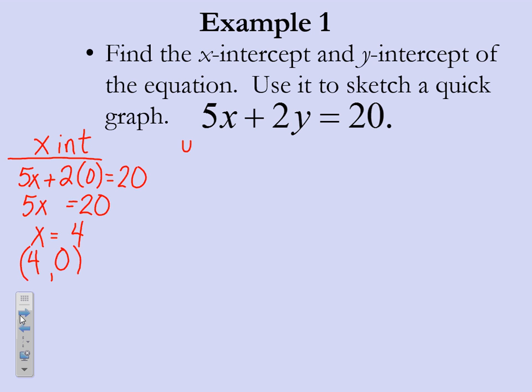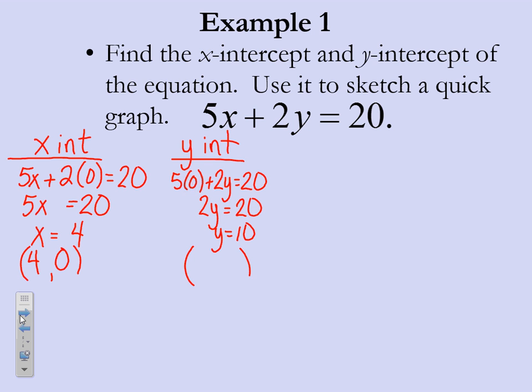Now let's do the same thing with the y-intercept. To find the y-intercept, though, we make the x equal 0. And once again, we'll simplify this and solve. 5 times 0 is 0, so 0 plus 2y would just be 2y equals 20. Divide by 2, y is 10. This is telling me the y part of the coordinate is 10, and then the x part would be 0, because remember we said x would equal 0 on a y-intercept. So these are our two key locations, an x-intercept and a y-intercept.